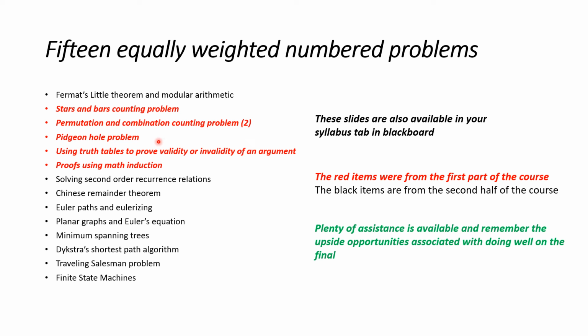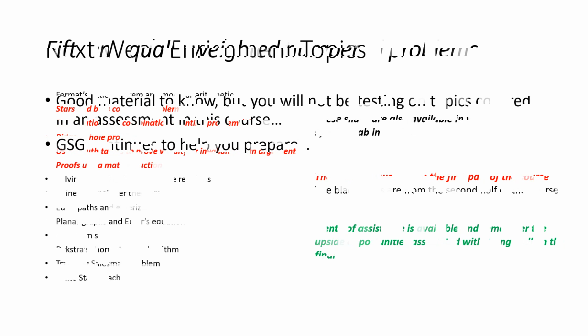The pigeonhole problems, using truth tables to prove validity or invalidity of an argument, proofs using math induction. And then some more black things, solving second order recursion relationships, the Chinese remainder theorem, Euler paths and Eulerizing, these are about graphs, planar graphs and Euler's equation, minimum spanning trees and graphs, and Dijkstra's shortest path algorithm for a directed graph. And also, relative to graphs, the traveling salesman problem. And although the representation can be for graphs, sometimes we list it otherwise, and we will have problems dealing with sequential circuits and finite state machines.